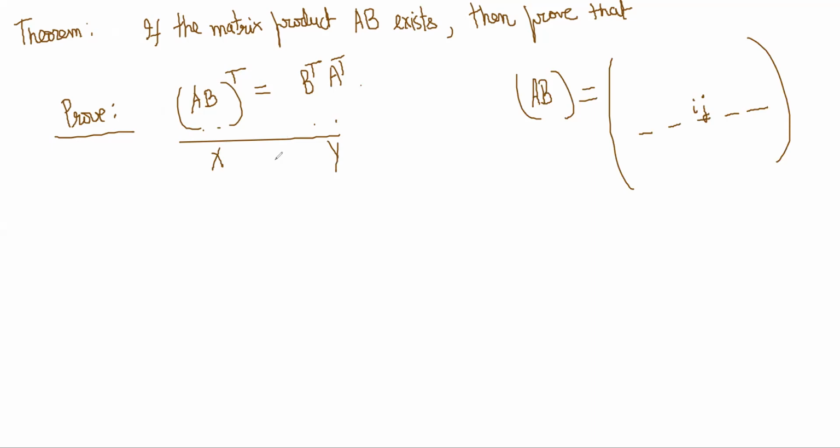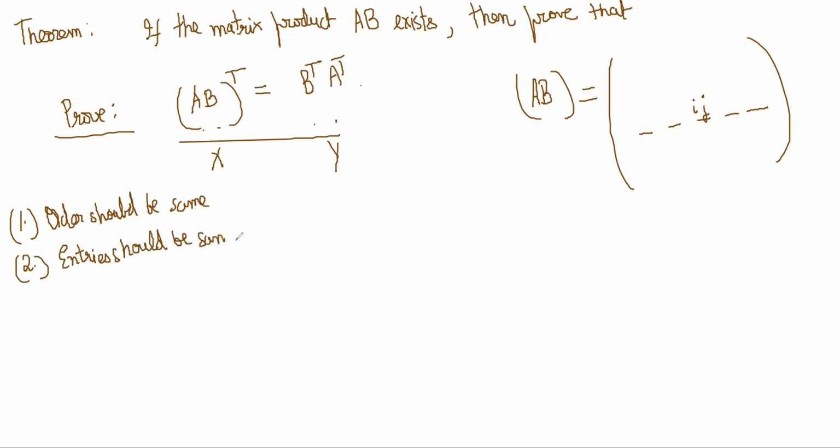Correct. So you know from equality of matrices, the order should be the same, right? And the second thing, the corresponding entries should be the same, right? That is the meaning of equality. So first convince yourself that the order of this and this are the same.